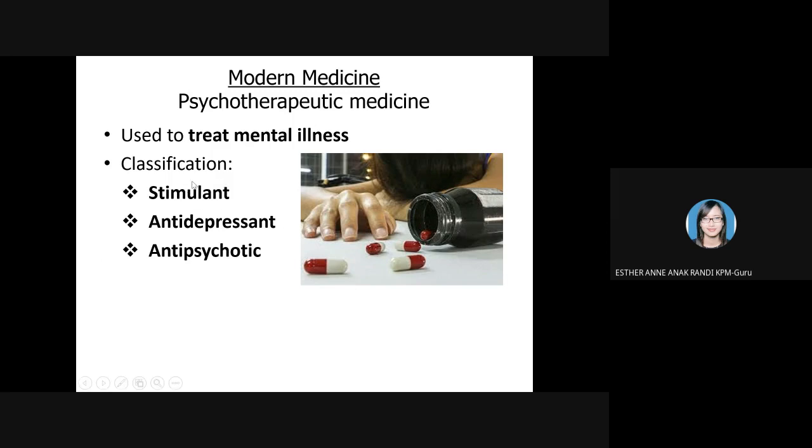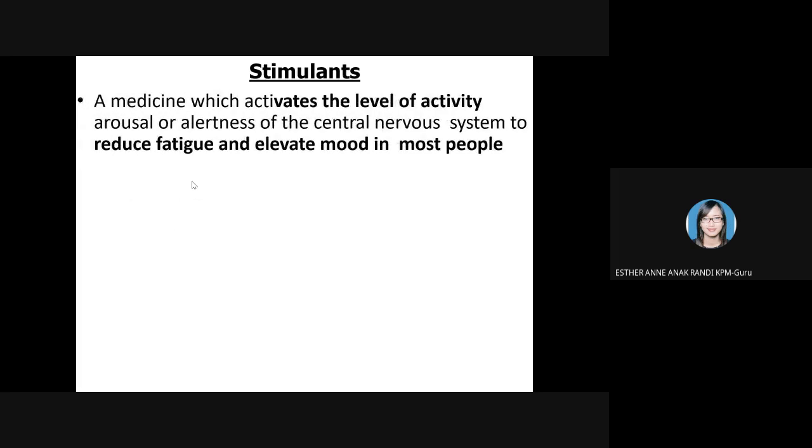So stimulant. Stimulant is something to stimulate you, to make you become active lah. Antidepressant, okay, to make you stop feeling depressed. Antipsychotic is something else lah. Okay, after this you have a look. So stimulant, it activates the level of activity, arousal of alertness of the nervous system to reduce fatigue and elevate mood in most people.